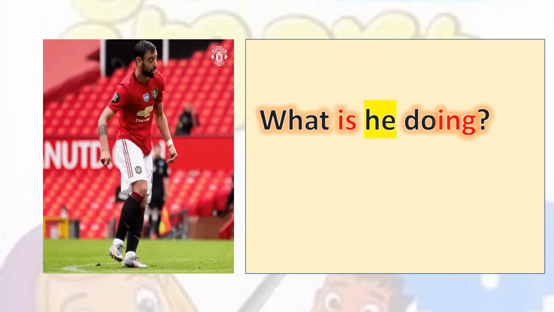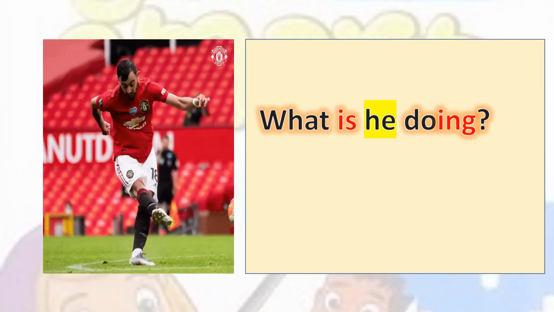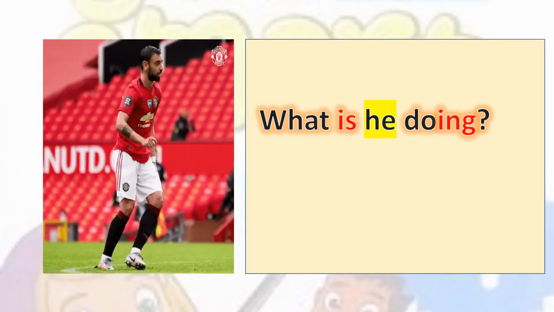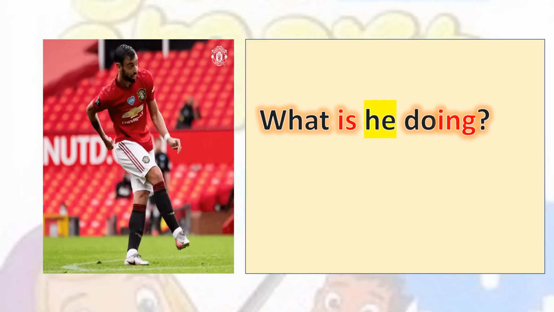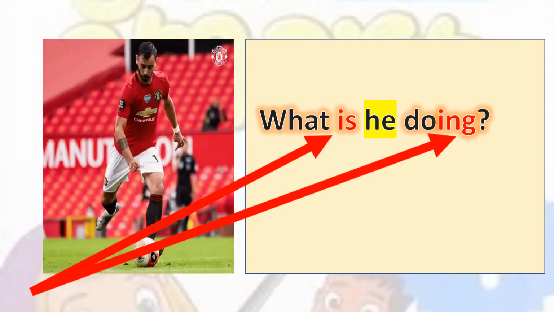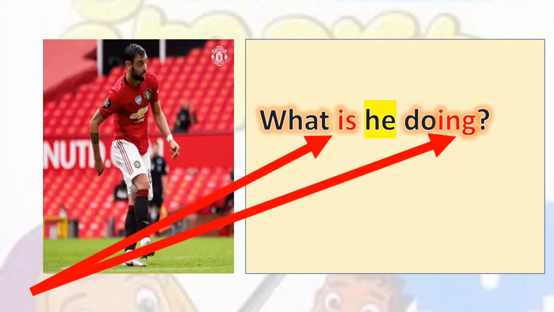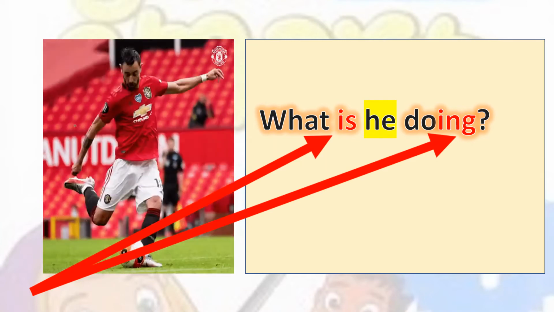Look at the picture. What is he doing? Look at the question. What is he doing? I know many of you say, oh, play football. Yes, correct, but it's not 100% correct. So when we see this kind of question, what is he doing? Focus on two things. First one, look at the red color word is, ing. Whenever we use is, are, am, was, were, we always use ing after the verb. So the verb here is do.